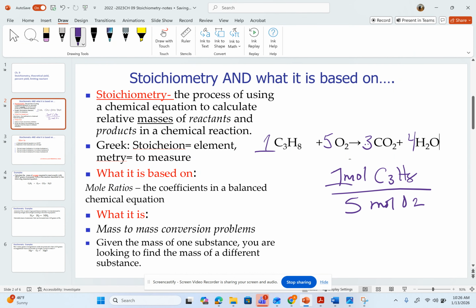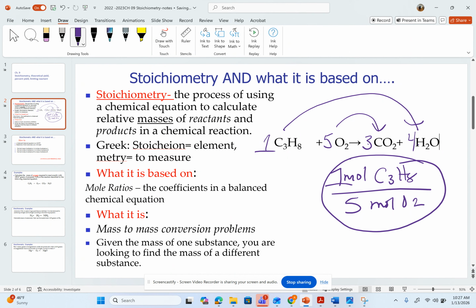So if I needed to produce 3 moles of carbon dioxide and 4 moles of water, I would have to have 1 mole of propane to 5 moles of oxygen. So I can take these mole ratios and put them in the form of a fraction, and we're going to use these mole ratios to change from one substance to another. That's my only link. From propane to water is my 1:4 ratio, or my oxygen to water is my 5:4 ratio. Each of those ratios can be put into a fraction, which we can use in a dimensional analysis problem.